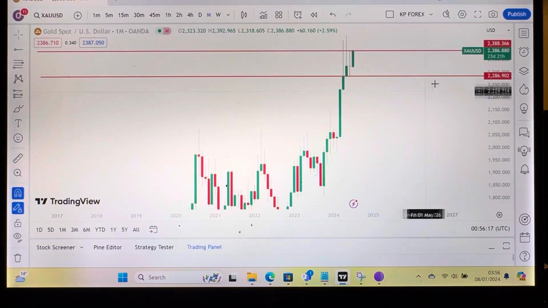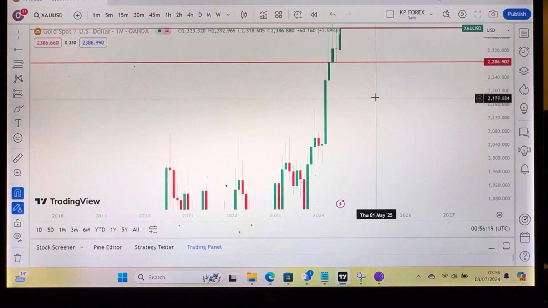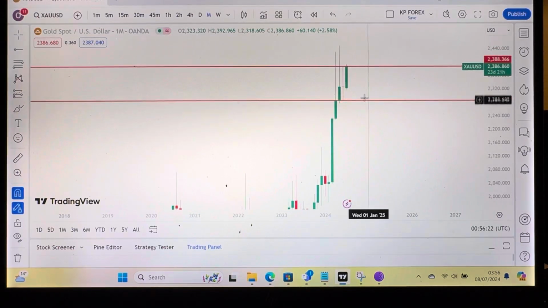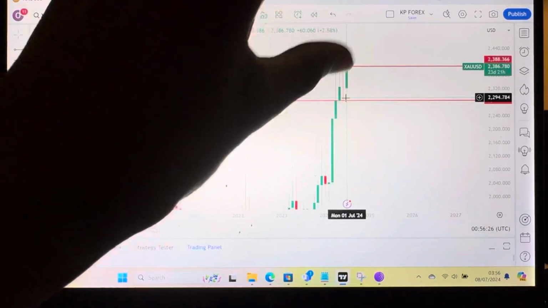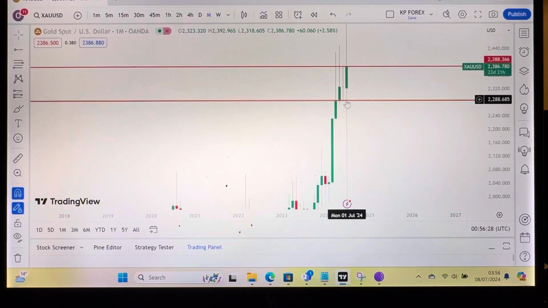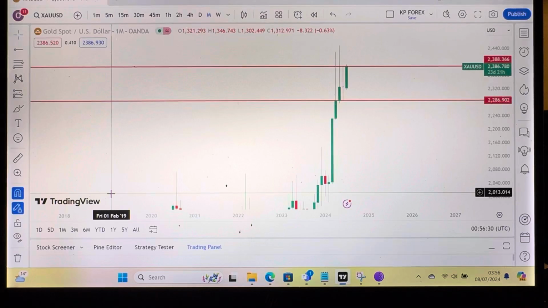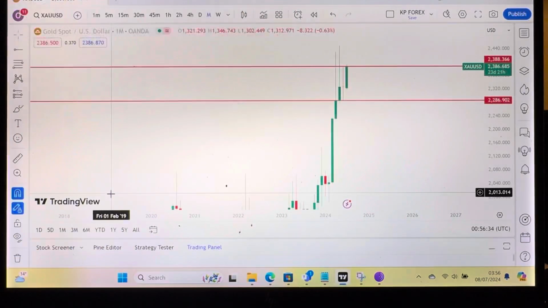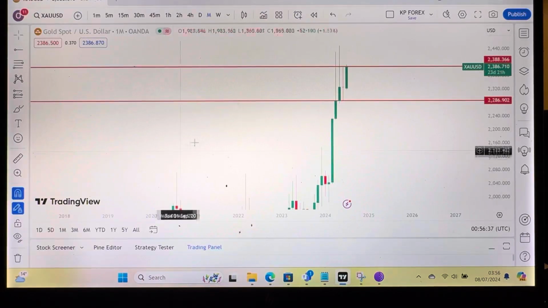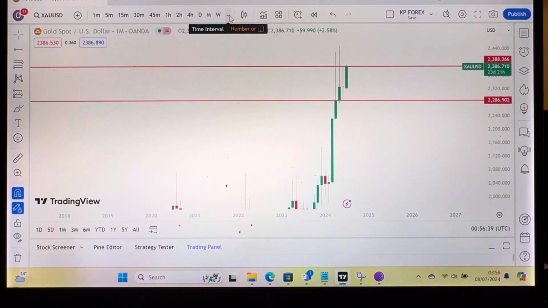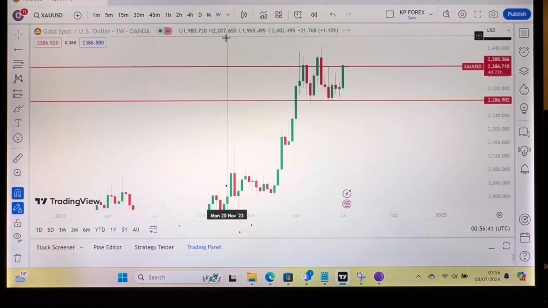And guys, in that case, you have the monthly demand and supply zone. This is the monthly demand, and this is the monthly supply zone. Treat these zones as zones and not just straight lines. You need to put it at the back of your head that these are zones and not straight lines. So once you're done with the monthly time frame, you move to a weekly time frame.